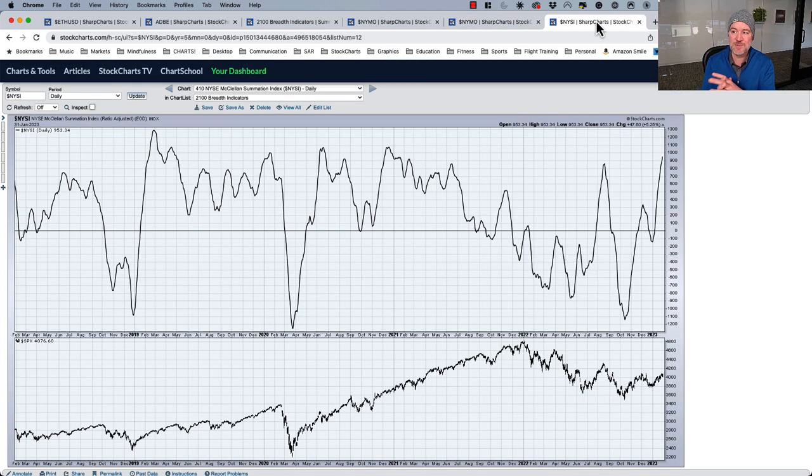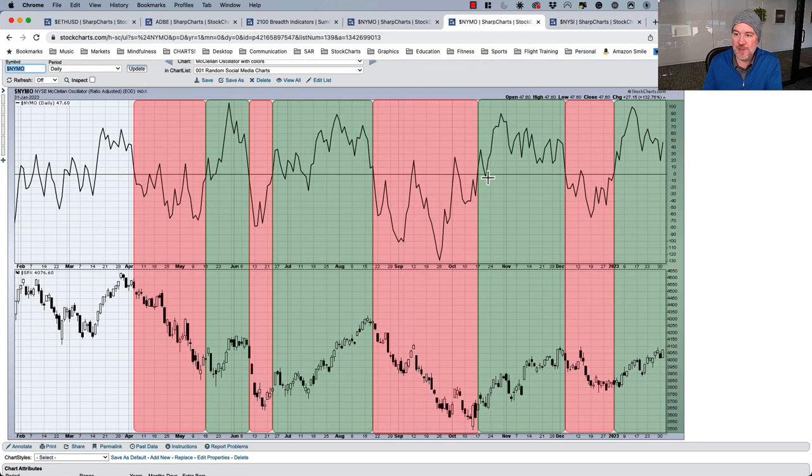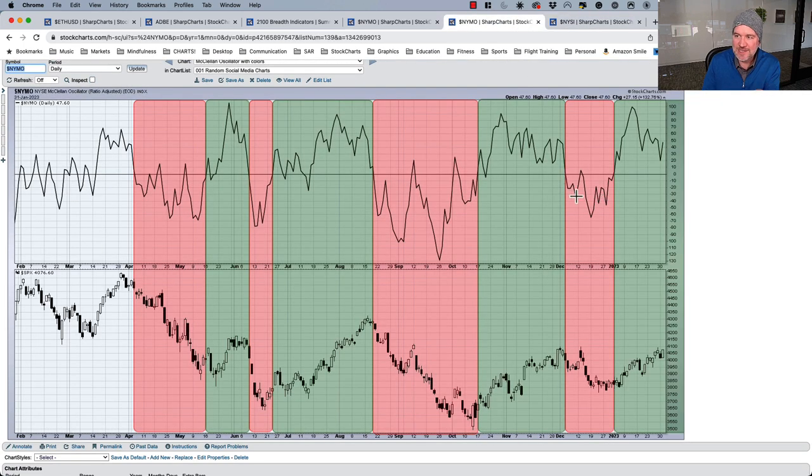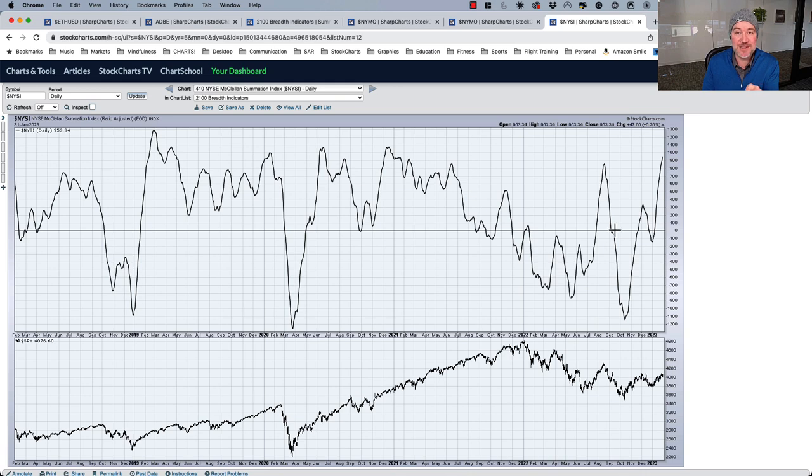Now, if this seems like an interesting approach, what you may also want to look at is what's called the McClellan Summation Index, which takes the McClellan oscillator and accumulates those values. So it's sort of like a cumulative McClellan oscillator. Every day when the McClellan oscillator is positive, you add that to the running total of the summation index. Every time it is negative, you subtract it from the running total.